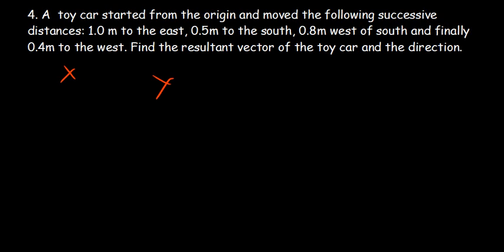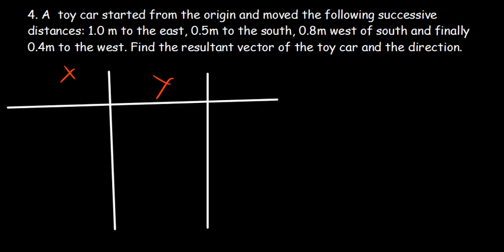So 1 meter east, that's our first vector. So we come up with a table showing the x and the y components of the vectors that we have.